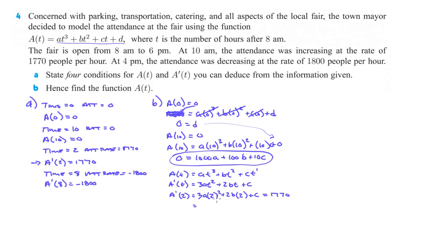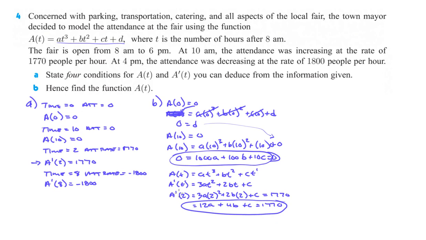So if we simplify this, 2 squared is 4 times 3 is 12a, 2 times 2 is 4b, plus c equals 1770. So there's another equation that equals 0. Oh, sorry, we don't even really need that part right there. In fact, maybe over here we'll set this equal to 0. So we've got all of our numbers equal to something over there.